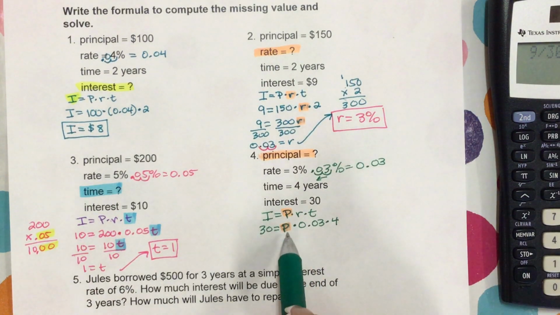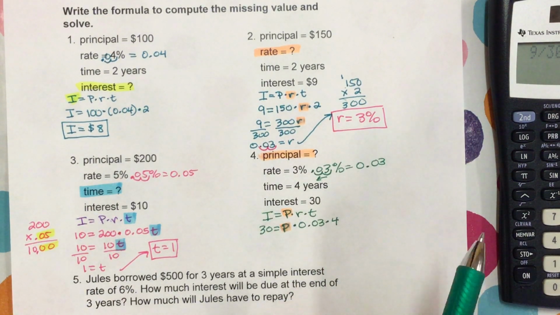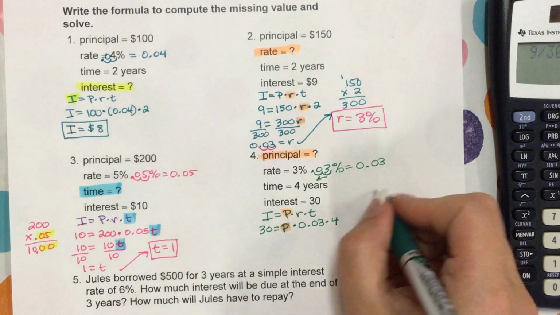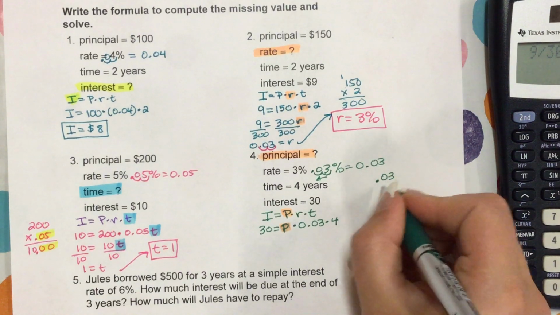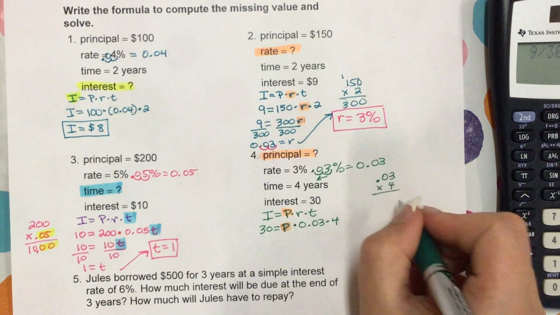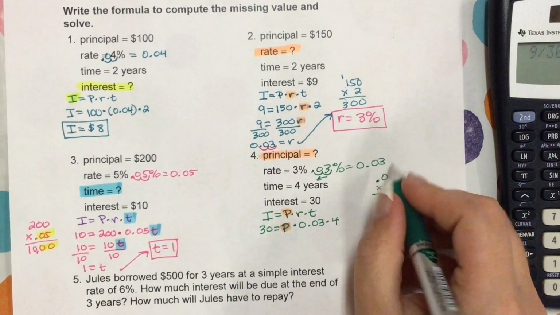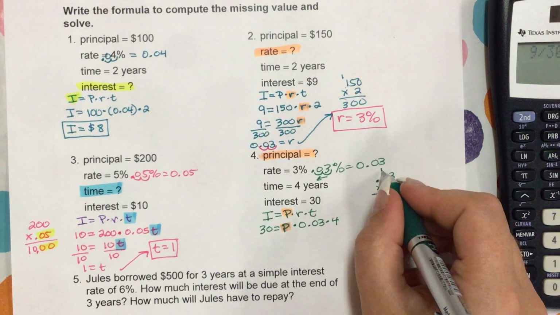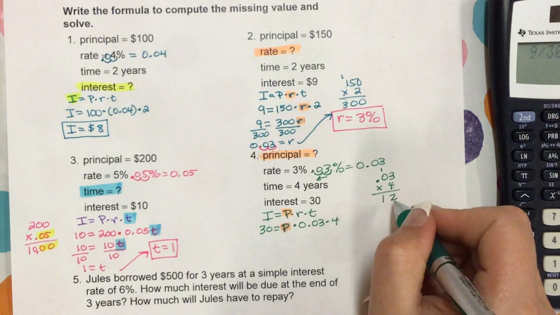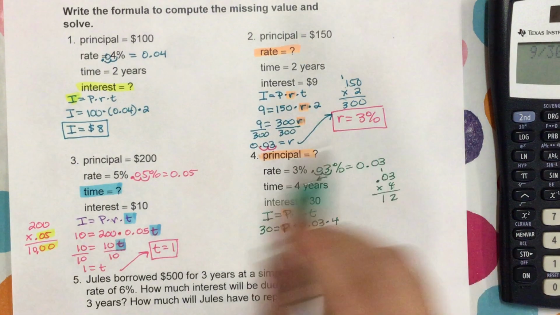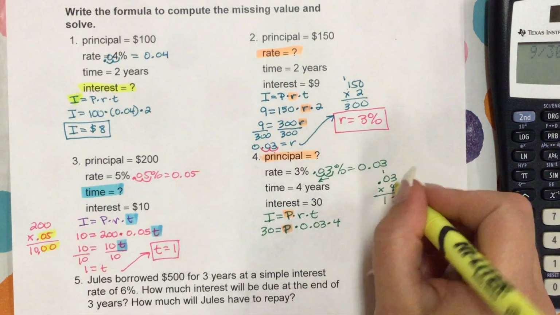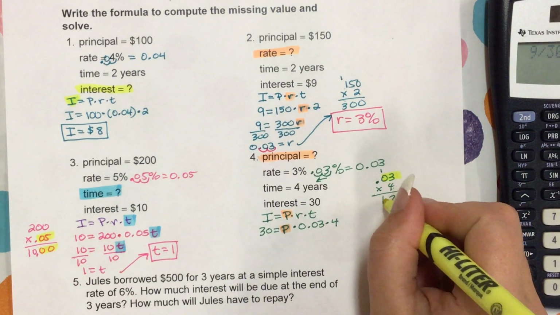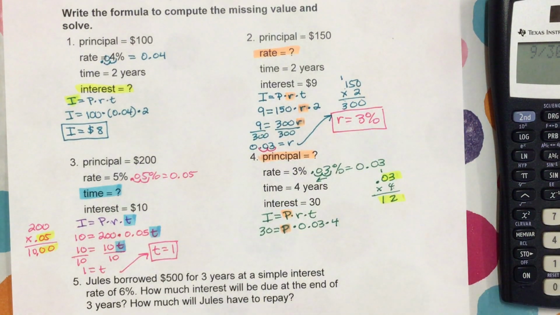So to figure out what P is, we need to simplify this. I'm just going to do this off to the side. 0.03 times 4. 4 times 3 is 12. Write the 2, carry the 1. 4 times 0 is 0, plus 1 is just 1. This problem has 2 decimal places.